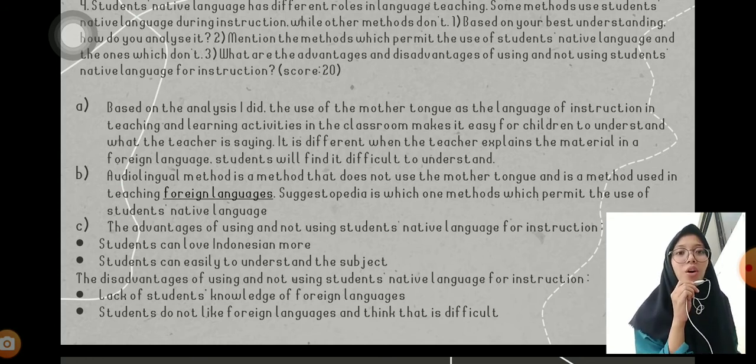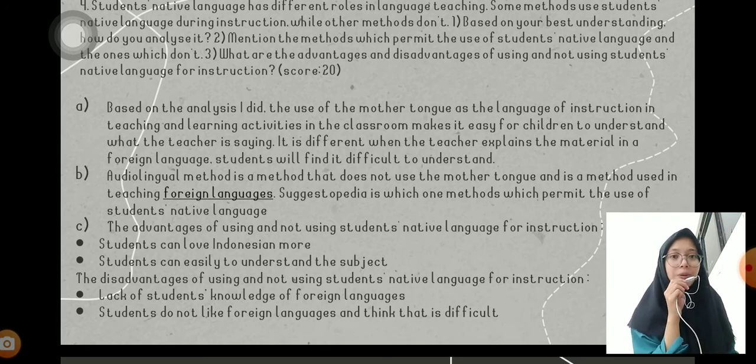Or number 3 or C, what are the advantages and disadvantages of using and not using student native language for instruction? Okay, for the advantages, first, students can love Indonesian more. Yes, it's sure. And the next, students can easily understand the subject.